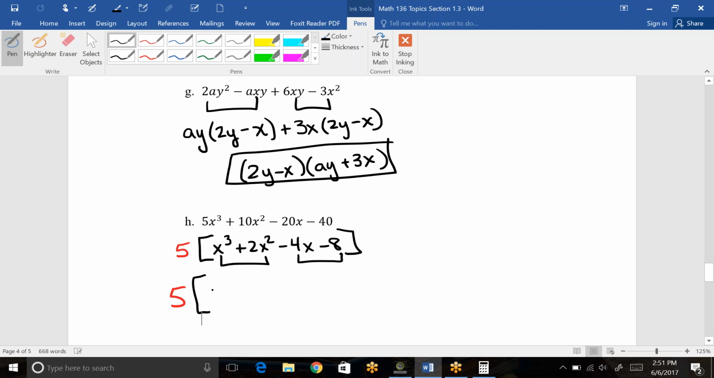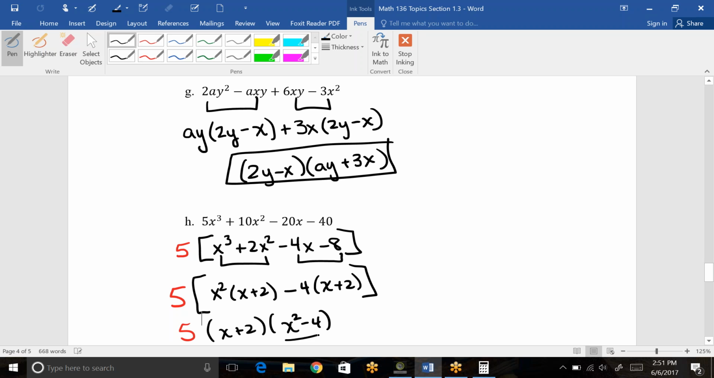This would be x squared times x plus 2. I can pull a negative, since this leads with a negative, and a 4 out of this one, so that would be an x, and negative 8 divided by negative 4 is positive 2. Still got my 5 out front. My match is the x plus 2, and then I get the leftovers of x squared minus 4. This is why we wanted to point this out.